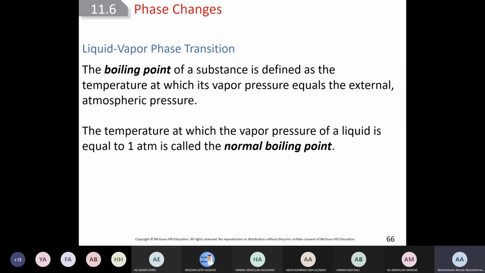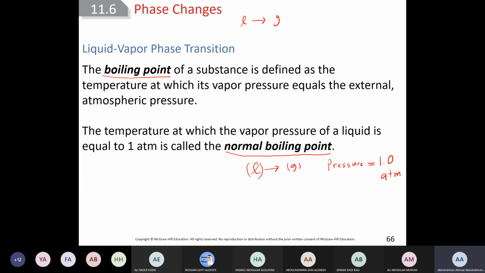Now, next, boiling point. What's the meaning of boiling point? Liquid goes to gas. This is called boiling point. What do we mean by normal boiling point? Again, liquid goes to gas, but the pressure outside must be equal to what? 1 atmosphere. Is this clear? That's called normal boiling point.